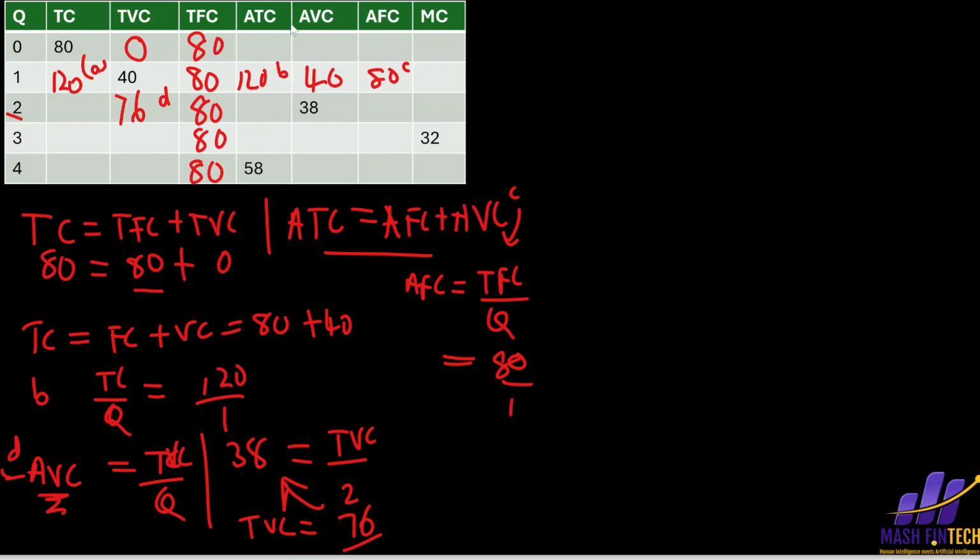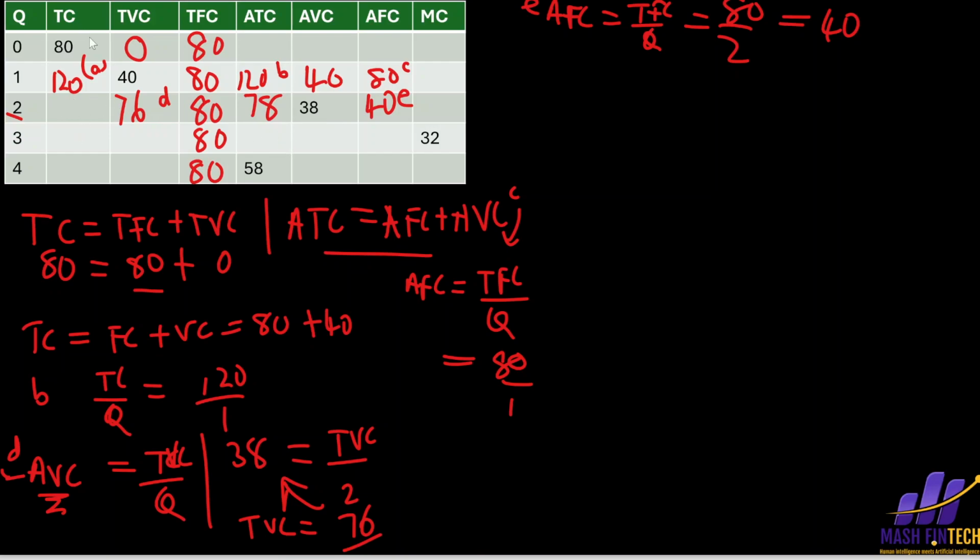Okay, let's start by getting the average fixed cost. The average fixed cost is straightforward because it is simply the total fixed cost over the quantity. The total fixed cost is 80, it doesn't change. The quantity in this instance is now 2. We divide 80 by 2 and we get 40. And we can call this E. This is E. It's 40. So to get the average total cost, we can add 40 plus 38, which should give us 78.